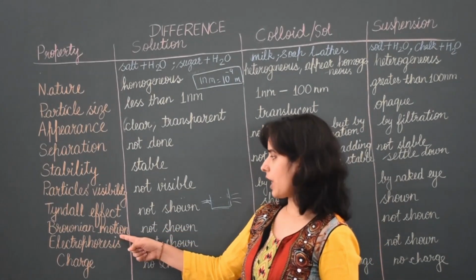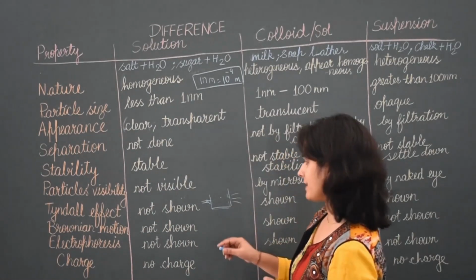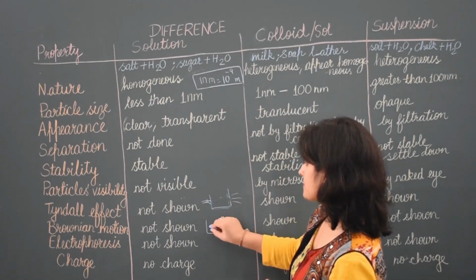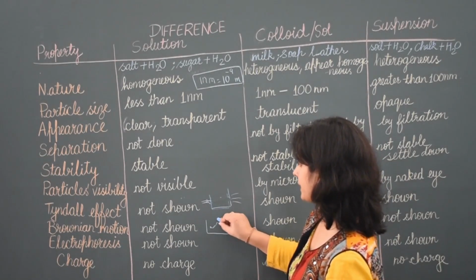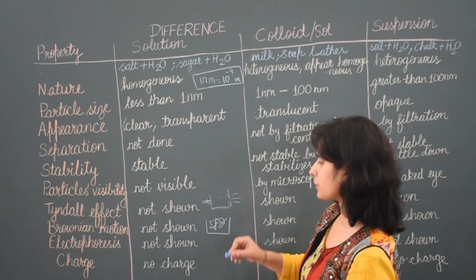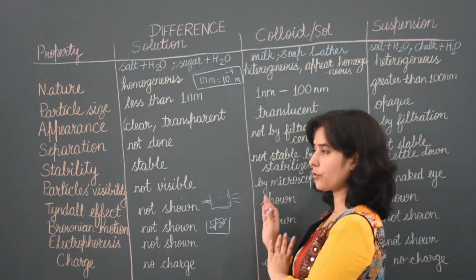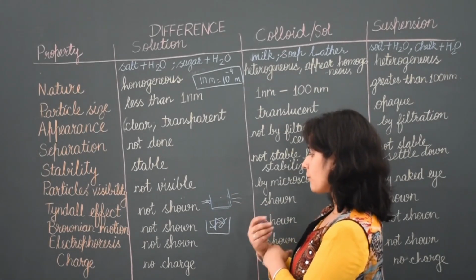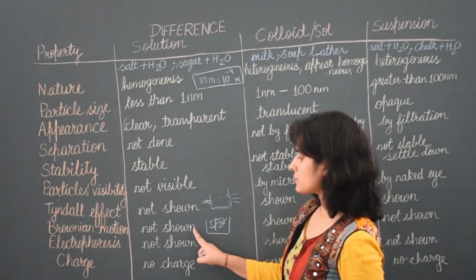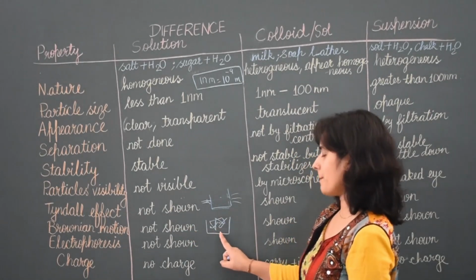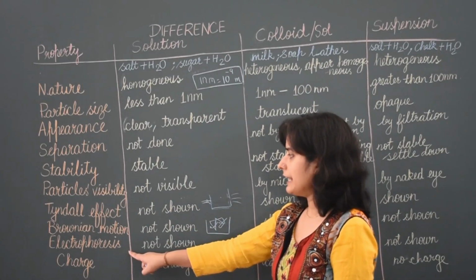Next is Brownian motion. Brownian motion is the zigzag movement of particles. It means the particles of a solution, when they strike with each other or with the walls of the container, change their direction and go in any direction. There is no specified direction that they have to go straight. They can go in any direction, and this is called zigzag motion. So in solution also, due to the small size of particles, Brownian motion is not shown.